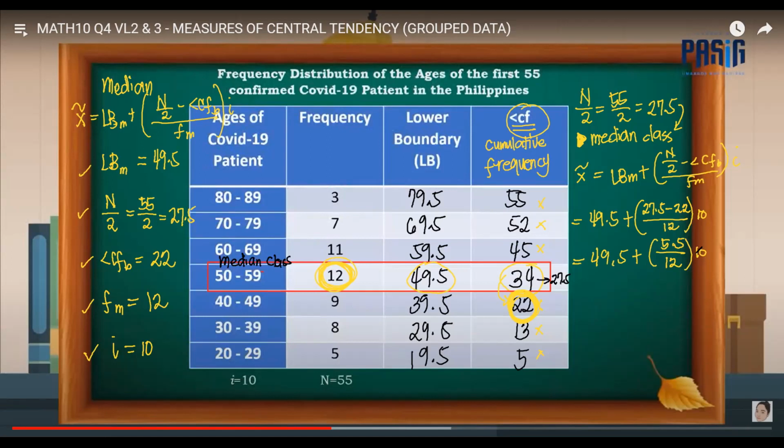What is the answer? What will be our answer? What is 5.5 divided by 12?